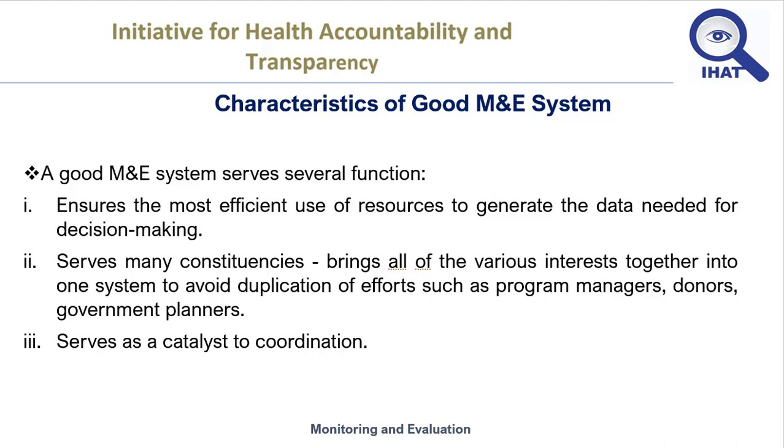A good M&E system has specific attributes or characteristics. A good M&E system serves several functions. It ensures the most efficient use of resources to generate the data needed for decision making. It also serves many constituencies by bringing all of the various interests together into one system to avoid duplication of efforts, such as the program managers, donors, and government partners. And it's also important to note that it serves as a catalyst to better coordination.